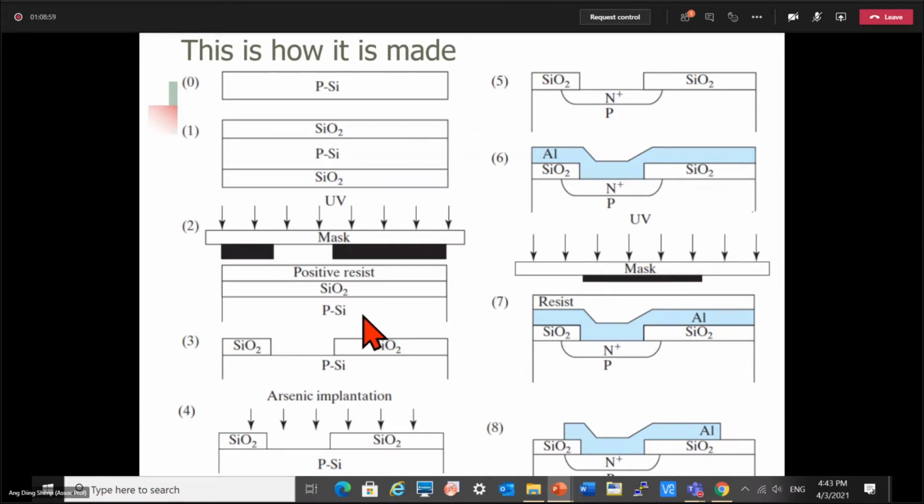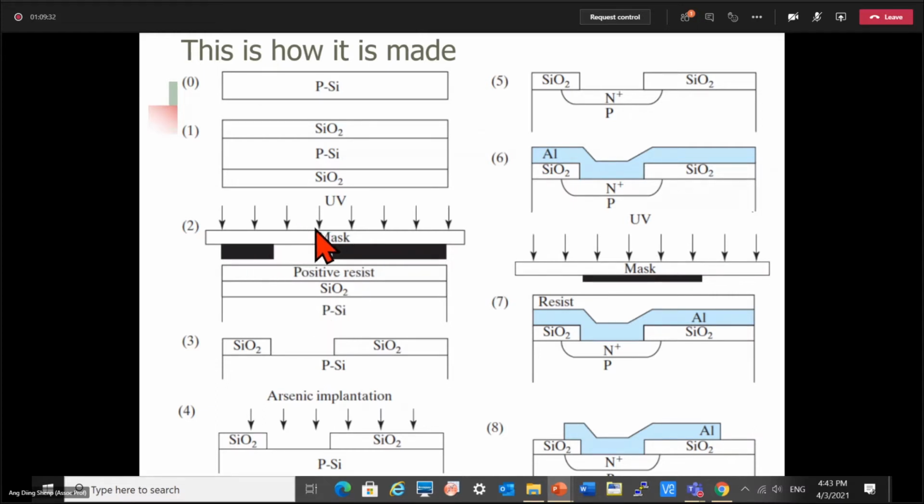Then we put a photoresist. A photoresist is actually a light-sensitive chemical compound. The purpose of doing so is to allow a certain pattern to be transferred onto the P-type silicon. So it looks like this. You coat it with photoresist, and then on top of that, we place a mask. The mask contains the pattern that you want to transfer to the P-type silicon.